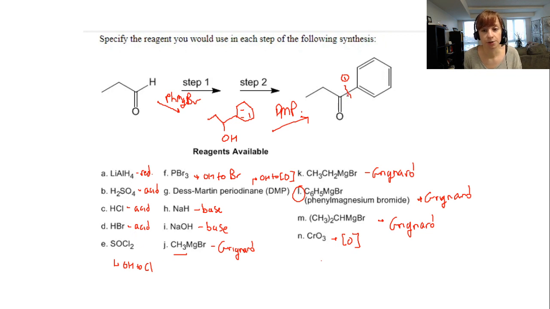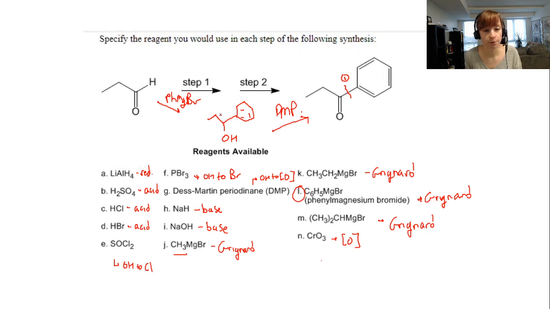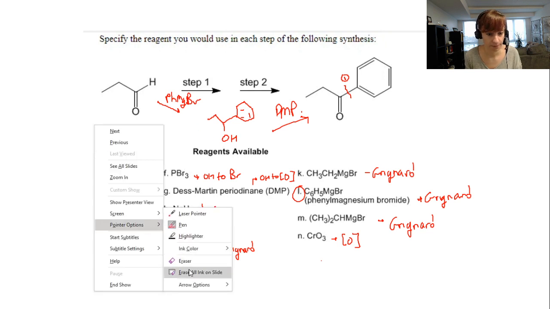But if you wanted to go from ketone to alcohol, you would use lithium aluminum hydride to go back. But once you have formed a carbon-carbon bond, you can't go back. It'd be too difficult to do. Okay.